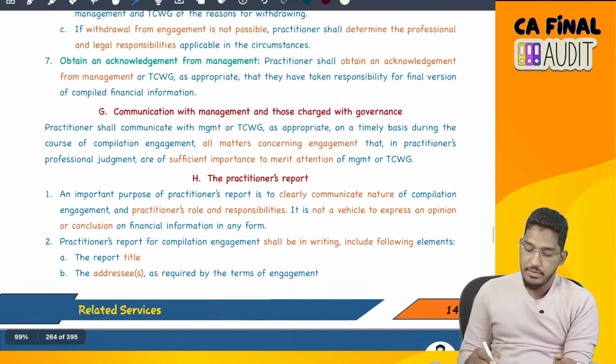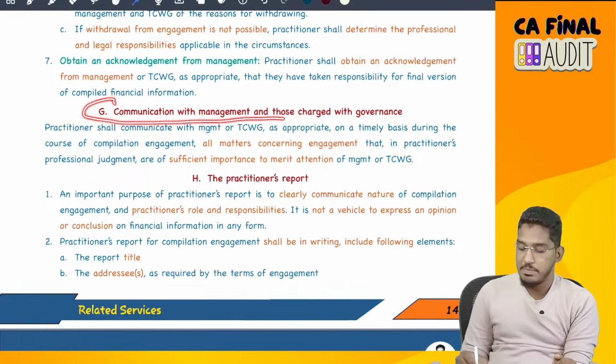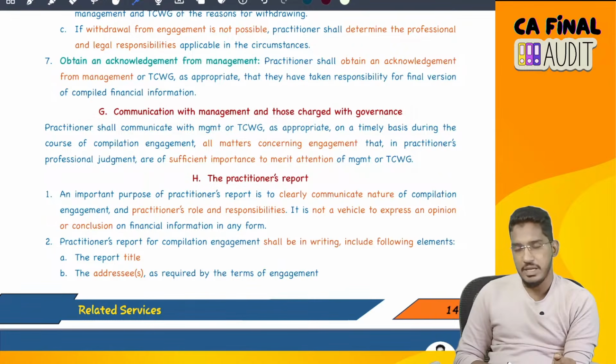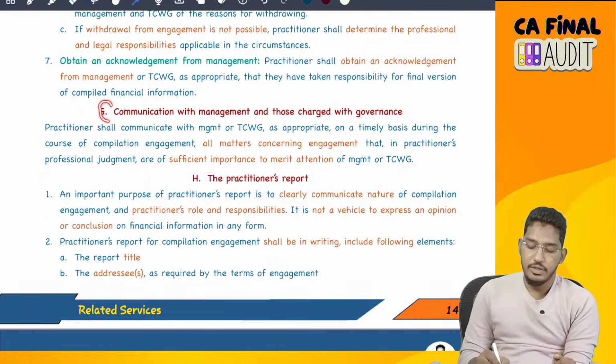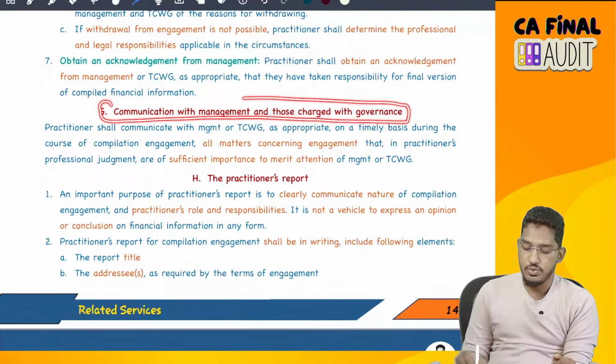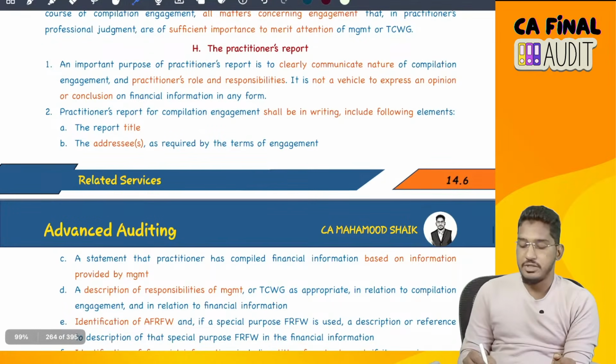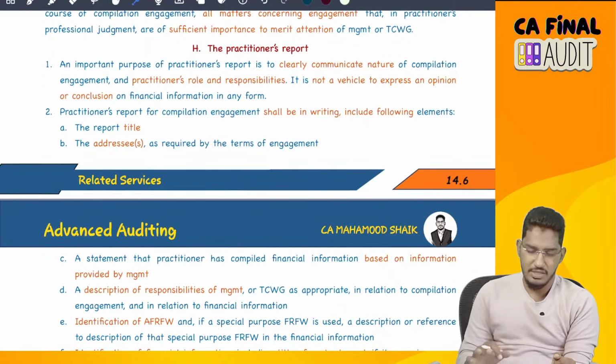And then communication with management and those charged with governance. As a part of your compilation engagement, if you find any matters which are required to be communicated to management and those charged with governance, fulfill those communication requirements also. And finally, you will give a practitioner's report. But as I have told, in that report: no findings, no reporting, no opinion, no assurance, nothing.